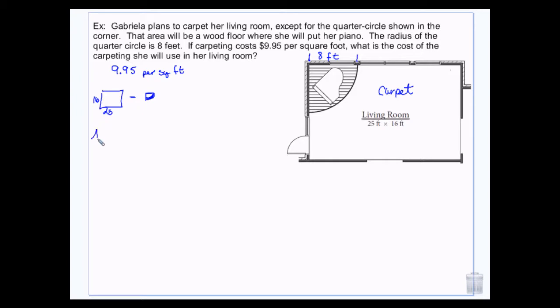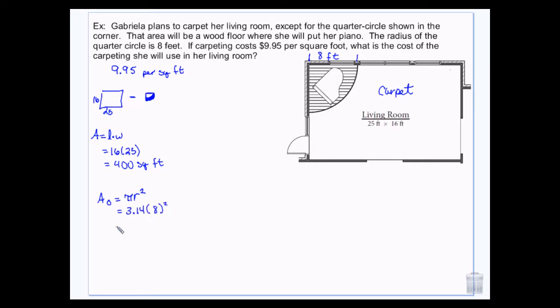So remember, the area is length times width of a rectangle. So 16 times 25 is, I think, 400. Yep, 400. So the total living room is 400 square feet. Now we need to cut out that little quarter circle. Okay, and you guys remember the area of a circle is pi r squared.